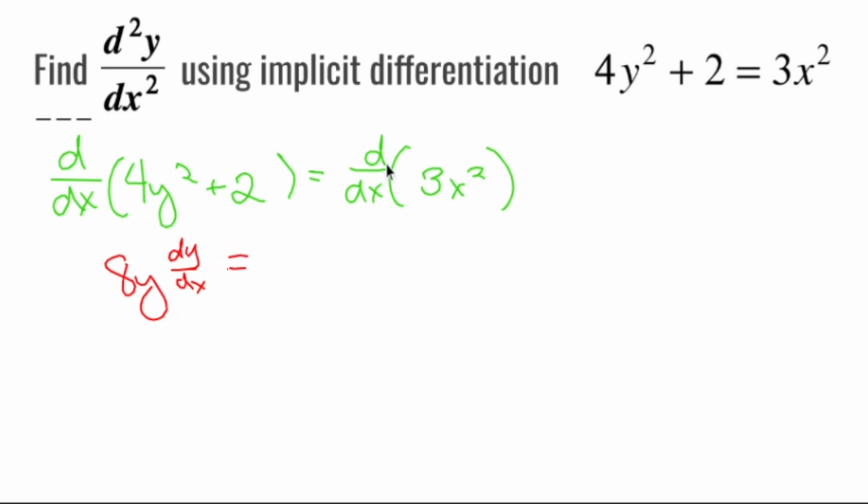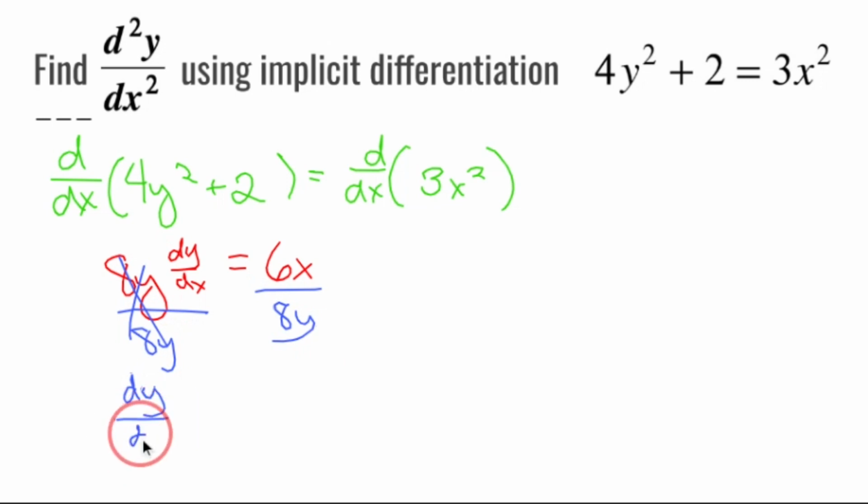So that's going to equal the derivative of 3x squared, drop that down, that is 6x to the first, and now I have to get dy/dx all by itself. So divide both sides by 8y, divide both sides by 8y, and dy/dx is now simplified out to 3x over 4y.